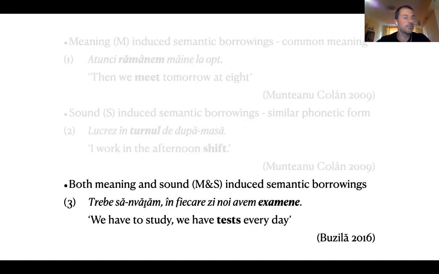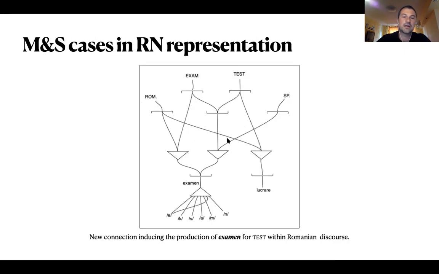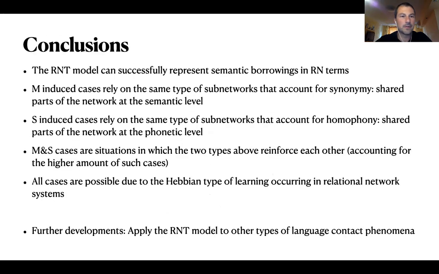Now, the third type would be explained in the same way. This time, both mechanisms explained earlier will be active. So I won't insist, as my time is kind of expiring. I will just skip to the conclusions and say that the RNT model can successfully represent semantic borrowings in relational terms.